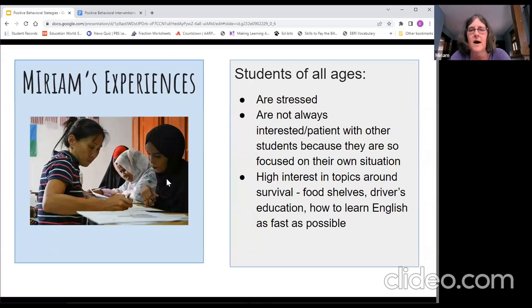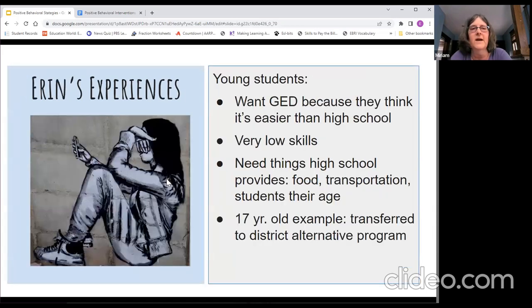And then I'm just sensing a lot of interest in topics around survival. We've had people asking about food shelves. Our driver's education class that we offered at our school was the largest one ever. I've had many students say, how fast can they learn English? And then I don't want to really tell them the truth, but it's such a fine line. So anyway, that's basically what I have to say.